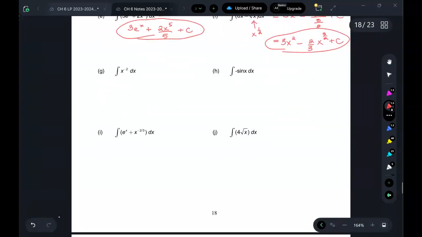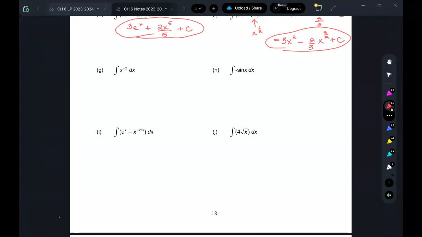Okay, x to the negative 2, x to the negative 1 over negative 1. Remember, the power rule is just the reverse for derivatives. Let's rewrite that. You just add one. Right?